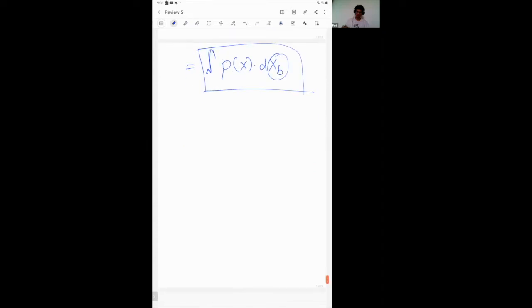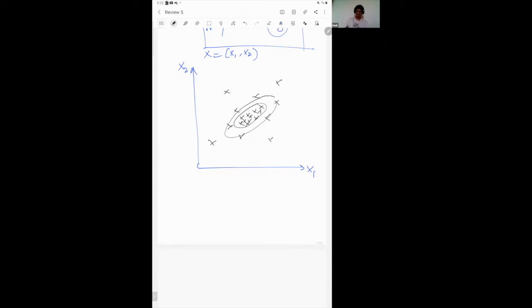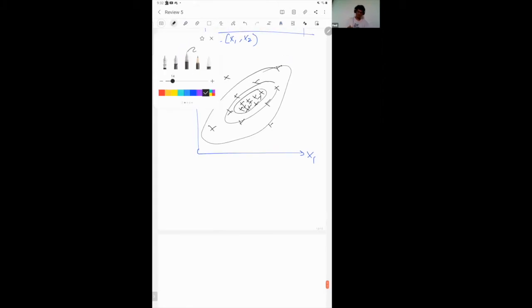So intuitively, let's say x is just two dimensions, x1 and x2. This is x1, this is x2. The Gaussian that we have is kind of like this. So yeah, this is the Gaussian, and this is our p of x.